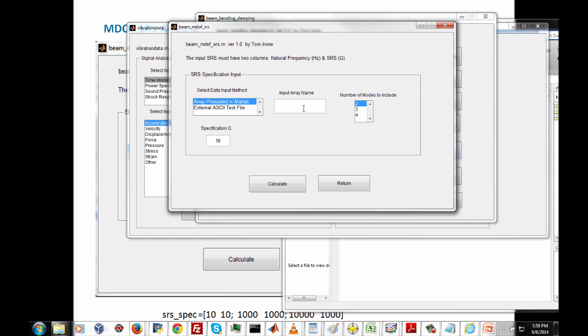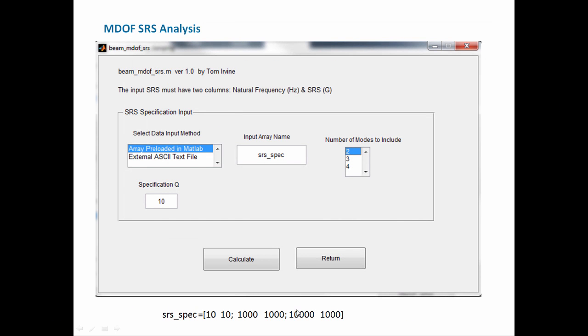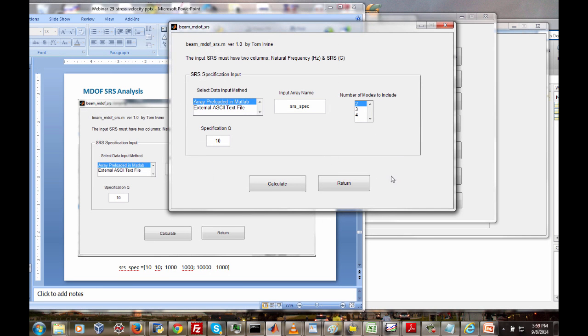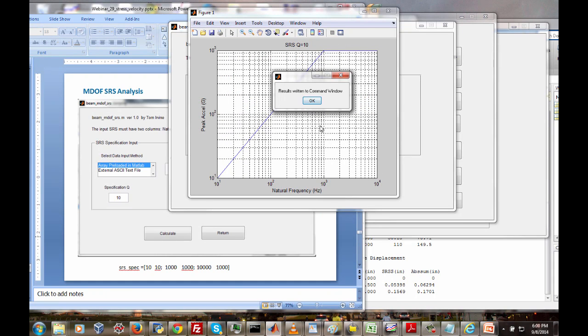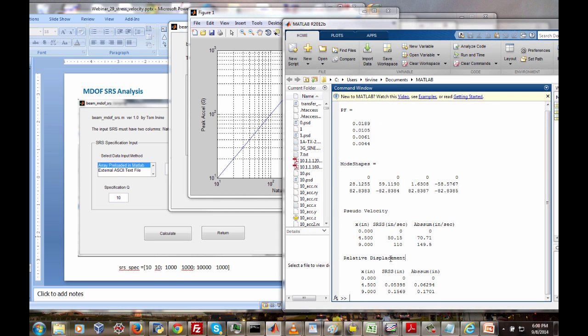then we can put in our SRS spec. That's the breakpoints that we called in earlier, and actually these breakpoints are down here as well, just as a reminder. So we go back to here, and we have an option for how many modes we want to include. So if, for example, we include 2 modes here, we're going to take the first 2 natural frequencies and pick off the corresponding acceleration in g from the SRS curve, and then convert that to equivalent pseudo-velocity in inches per second. And if we do that, you can see we actually have 2 different methods.